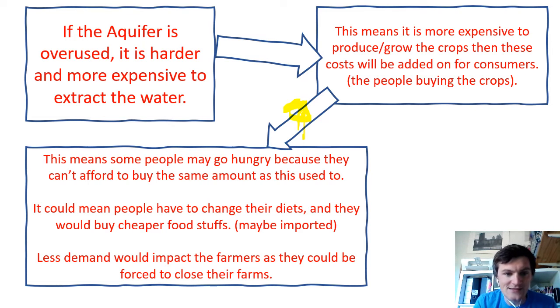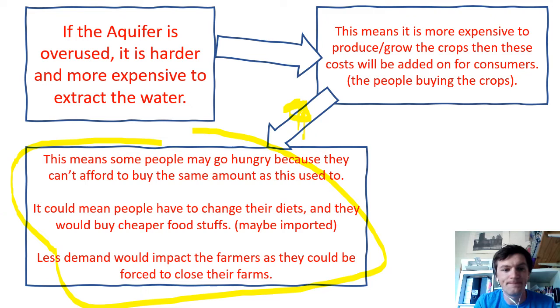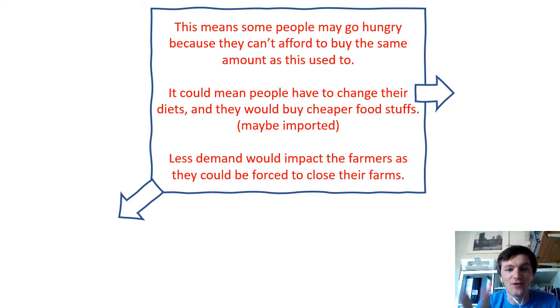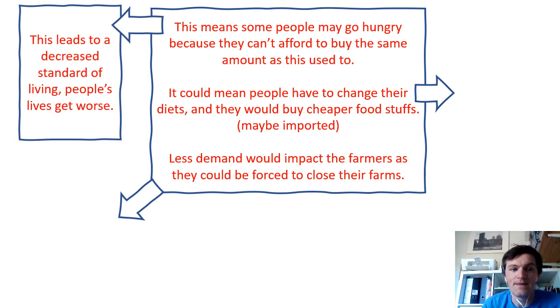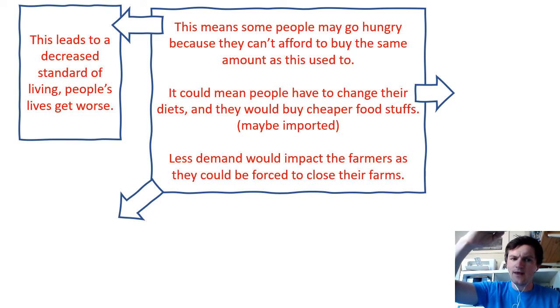Now let's look at this last section down here on the next slide. So on this slide, we've got three different ideas and three boxes are going to come in as I talk you through them. So this means that some people may go hungry because they can't afford to buy the same amount as they used to. This leads to a decreased standard of living. People's lives get worse. If you're used to eating a meat-rich diet and you like a variety of vegetables, but because the cost of the meat goes up and you can't afford that, your standard of living may go down, or the cost of the vegetables go up, your standard of living may go down.